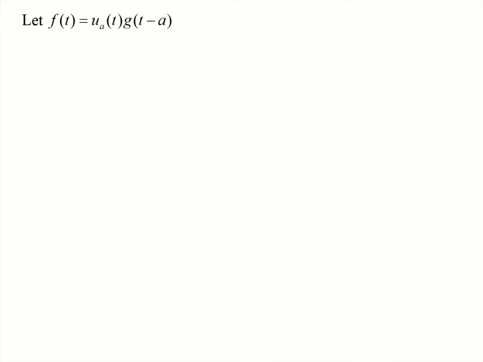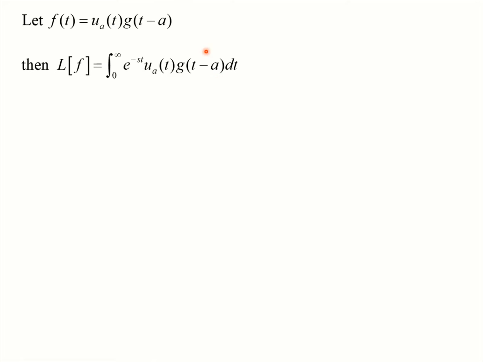We are going to let f of t equal u sub a of t times g of t minus a, and we're going to go ahead and prove that second shifting theorem that I had written down on the piece of paper. So really the first thing that we want to do with this function here is take the Laplace transform of it, and so that's what I'm going to do. So the Laplace transform of the function, remember I'm just using the definition, there's the e to the negative st, and then I have u sub a, and then the g of t minus a.